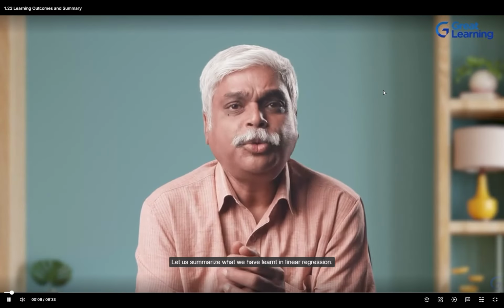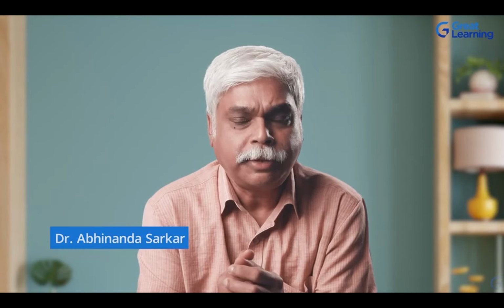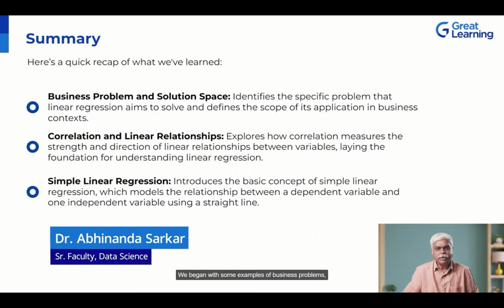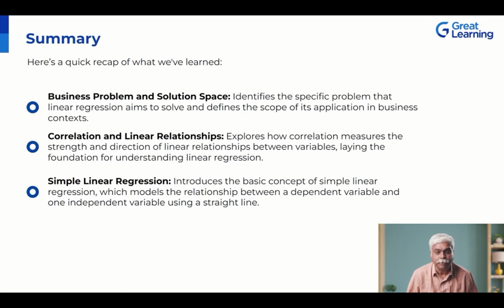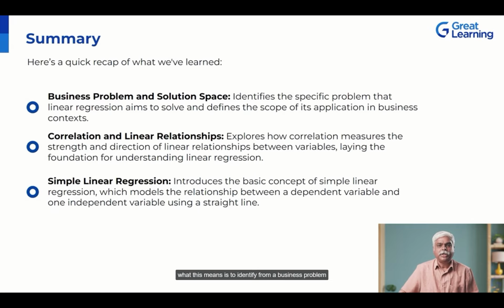Let's summarize what we have learned in linear regression. We began with some examples of business problems, and we related those business problems to a problem space and a corresponding solution space, if you'd like to think of it that way. What this means is to identify from a business problem what is the response of a linear regression and what might be the explanatory variables.